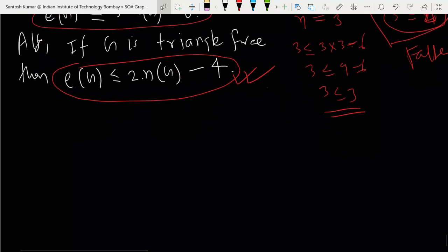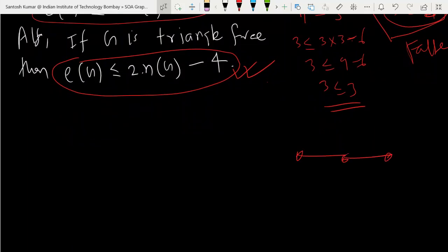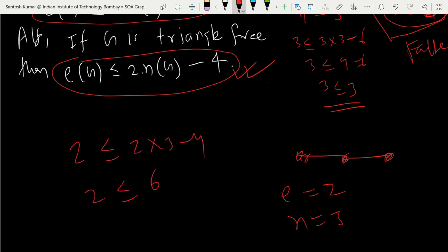So you can check any graph. Do you see a triangle as a subgraph? No. So you can check the lower result for this. It has 2 edges and 3 vertices, you can check it. So 2 is less than or equal to 2 times 3 minus 4, 2 is less than or equal to 6 minus 4. Why does it hold here?